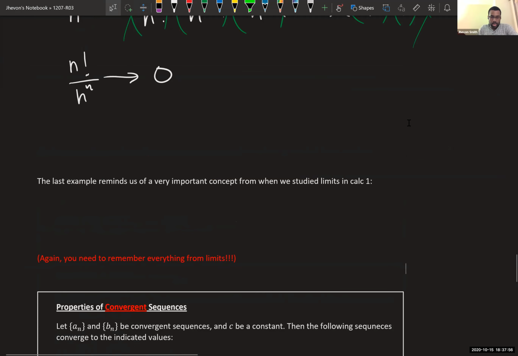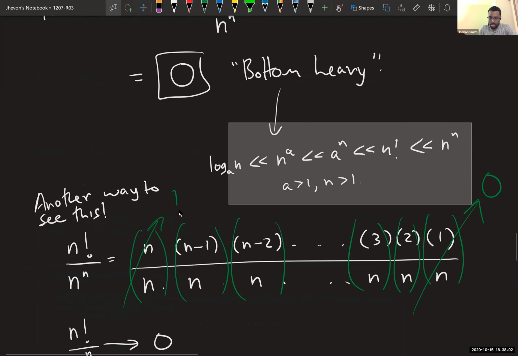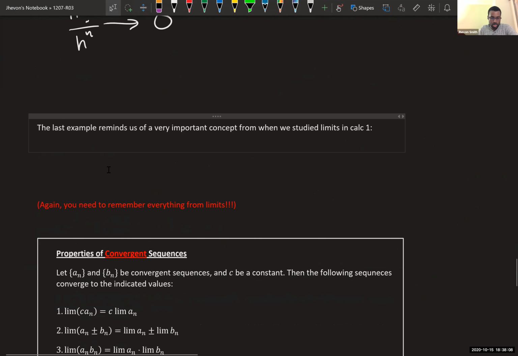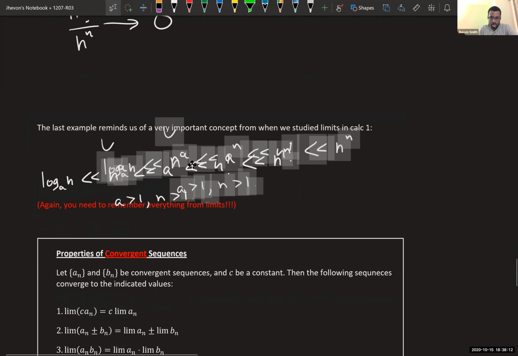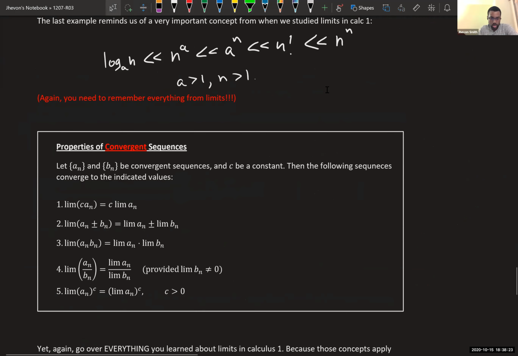Okay, the last example reminds of an important concept in Calc 1. Yeah, that was this guy that I was talking about, which if you go through the materials that I sent you about limits, I discussed this in those resources.